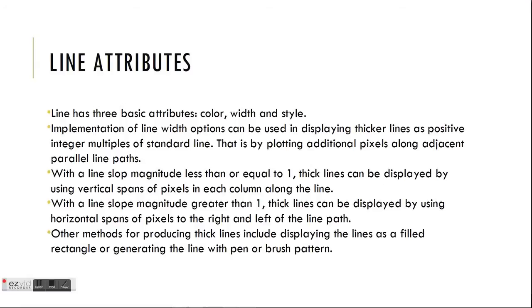So as far as we have seen the color attribute of all the components, now we will be moving on to the thickness or the width of the line. Displaying thick lines can be done using any of these mechanisms: plotting additional pixels along adjacent parallel line paths, using vertical spans of pixels in each column along the line, using horizontal spans of pixels to the right and left of the line path, or it can be done by fill rectangle or paint brush patterns.